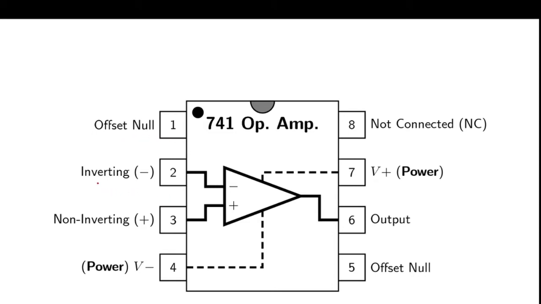The second pin is inverting, minus. The third pin is non-inverting, plus. The fourth pin is for the power supply, negative power. The fifth pin is offset null. The sixth pin is the output, so the output signal will be taken with respect to the ground. The seventh pin is for the power supply, positive power; the positive terminal can be applied here. Pin number 8 is not connected, or NC. So this is the complete pin diagram of an operational amplifier.